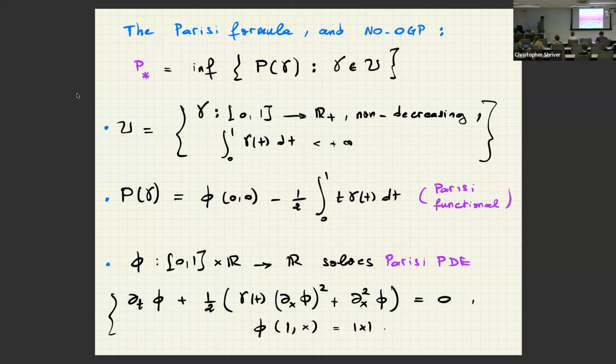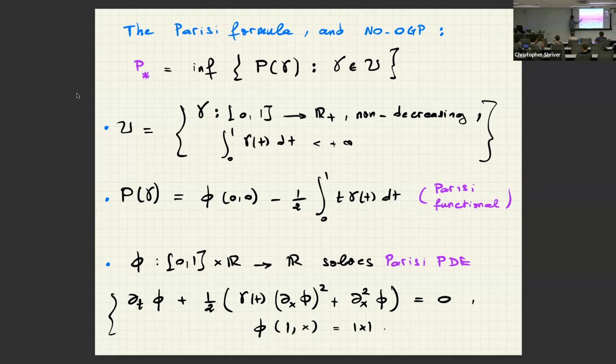So what is the Parisi formula? The Parisi formula is this optimization problem over functions. And this P star is defined as the infimum of a certain functional P of gamma over the space of functions. The space of functions is functions from 0,1 to R plus, which are non-decreasing, in L1. And this P of gamma, perhaps you don't have to read this, is some functional that involves some nonlinear PDE.